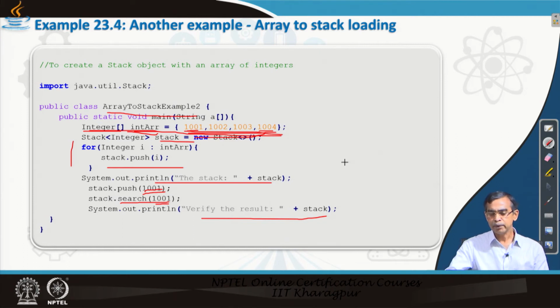So these are examples that show how the elements can be collected from some source, maybe an array or somewhere else, and then they can be added into the stack, and then finally the stack is available to help you perform many other operations on it.